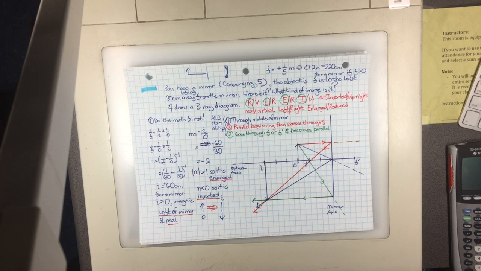If you want to draw the 3rd ray, fine. It's not required. I don't think I'll give bonus points for it, but it just allows you to be thorough and see how it all lines up.